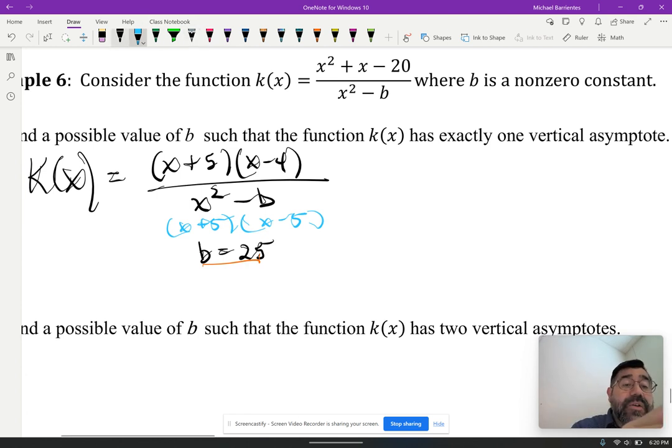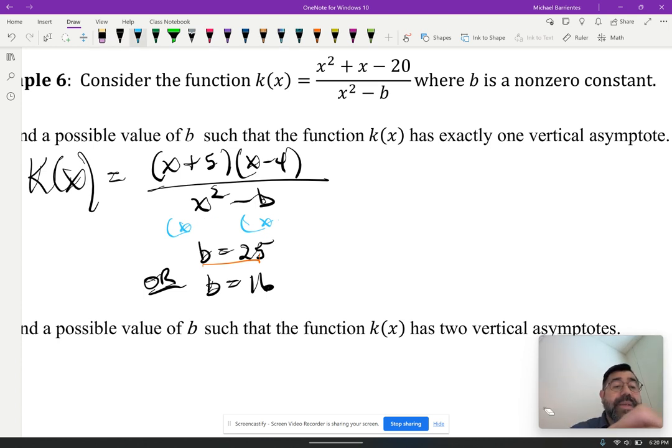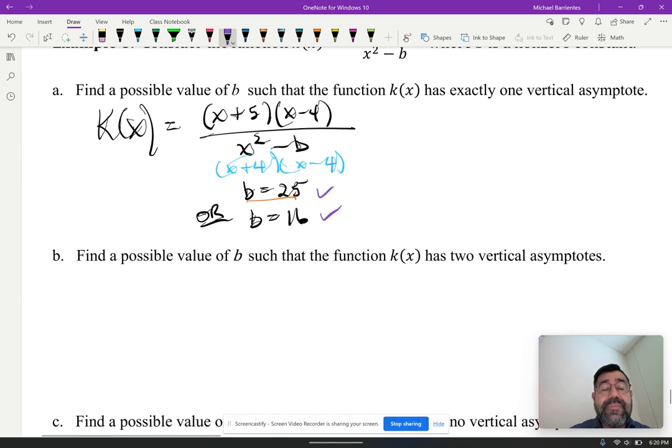B could also be the number 16, right? Because if b is 16, I have x squared minus 16, then these guys become x plus 4, x minus 4, and then the x minus 4 is reduced, and I'm only left with one factor, and that's where that one vertical asymptote is going to come from. So these are two possible answers. We only needed to find one, but that is two possible values of b.